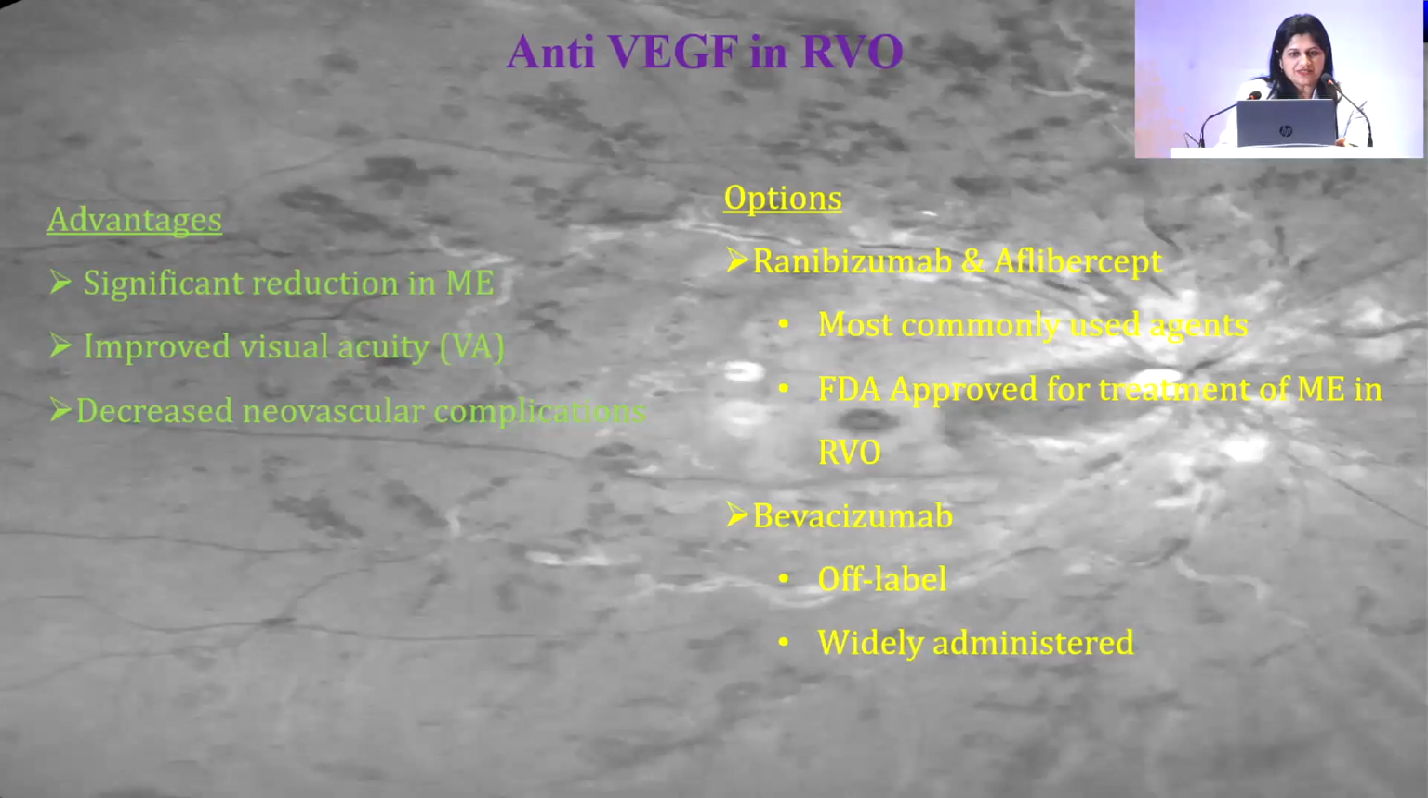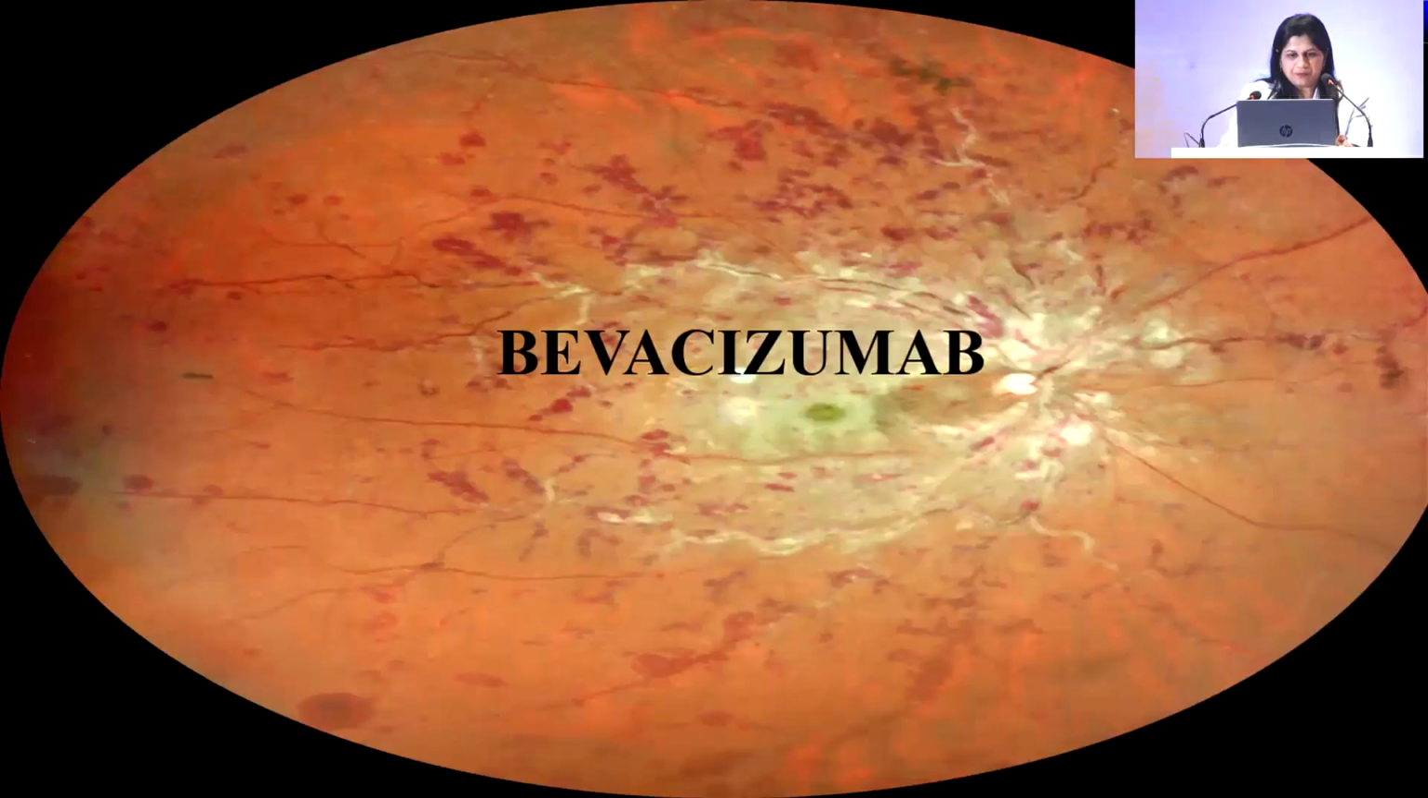Coming to anti-VEGFs, the advantages are significant reduction in macular edema, improved visual acuity, and decreased neovascular complications, and the complications related to the steroid implants, that is cataract formation and IOP rise, are not seen. So at present, there are 3 options of anti-VEGFs; 2 are FDA approved, that is ranibizumab and aflibercept, and bevacizumab, we all know it is an off-label drug which is widely administered.